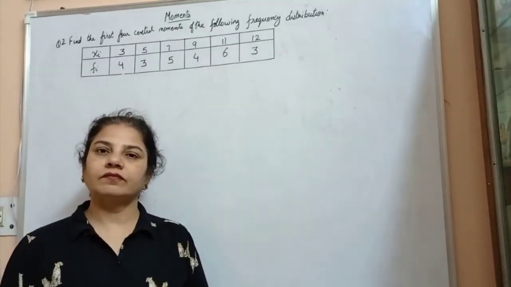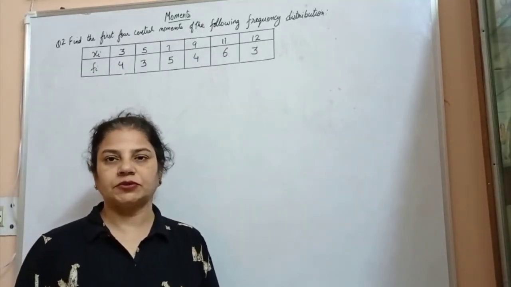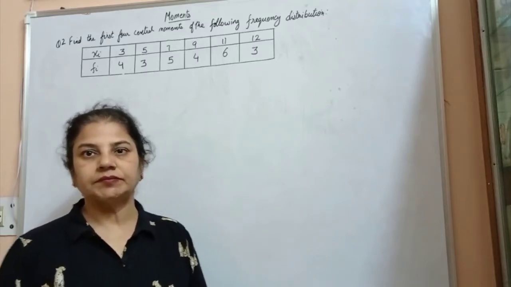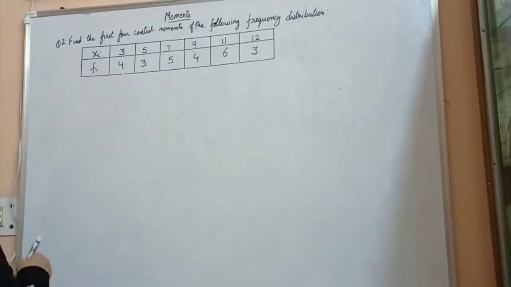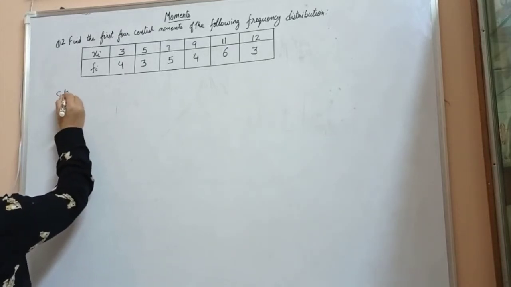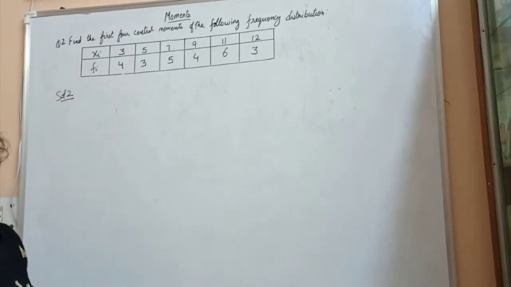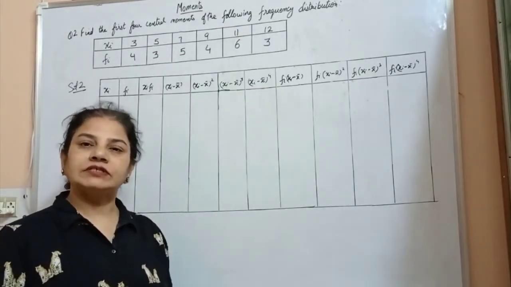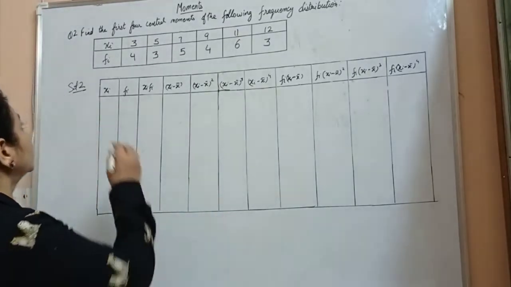Find the first 4 central moments of frequency distribution data. To calculate this, we construct a table. Thus the table has been constructed. We will first calculate the mean of the data.